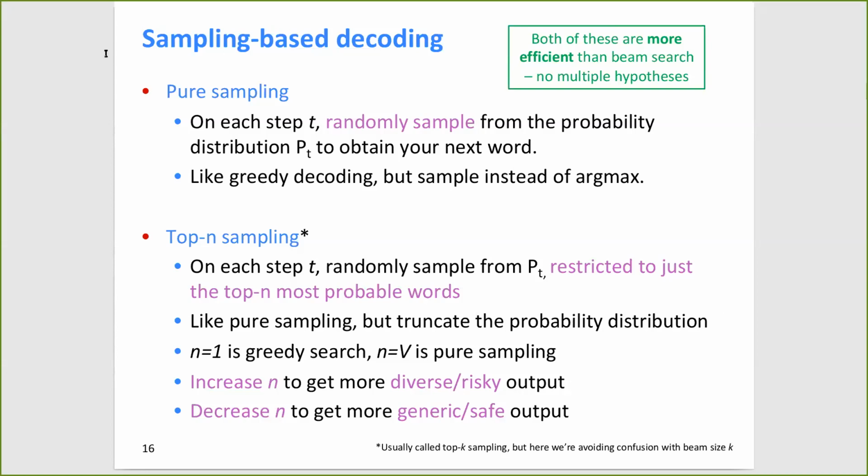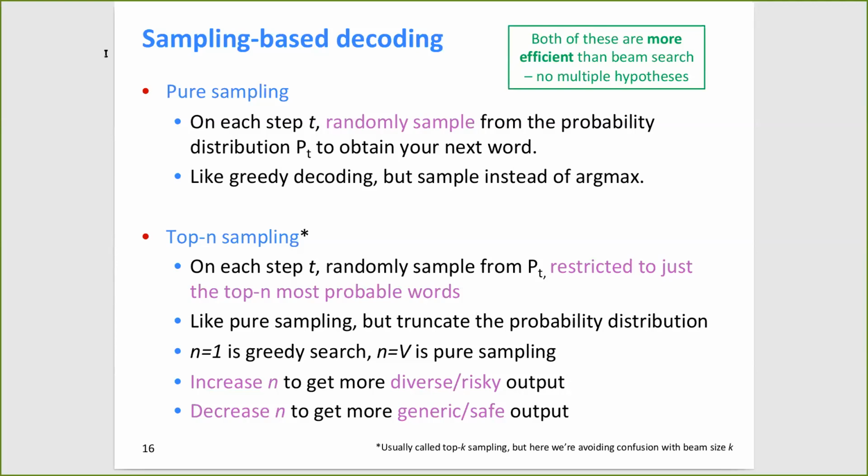So this way, we are confining the outputs to be one among the most probable words rather than making it totally random. So top n for different values of n: when n is equal to 1, it is nothing but a greedy search, because we are picking the most probable word. And when n equals V, that's where we have pure sampling.